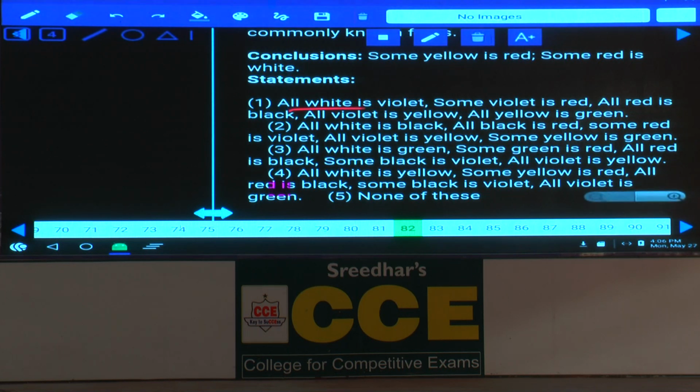Now we need to combine these two. Now tell me, are we getting the answer or not? Then tick and cross, cross and tick, and this is cross and cross. Now if you check, the middle term is violet, but the violet is not distributed at least once, hence we cannot get the conclusion, hence the first choice is ruled out. Done?